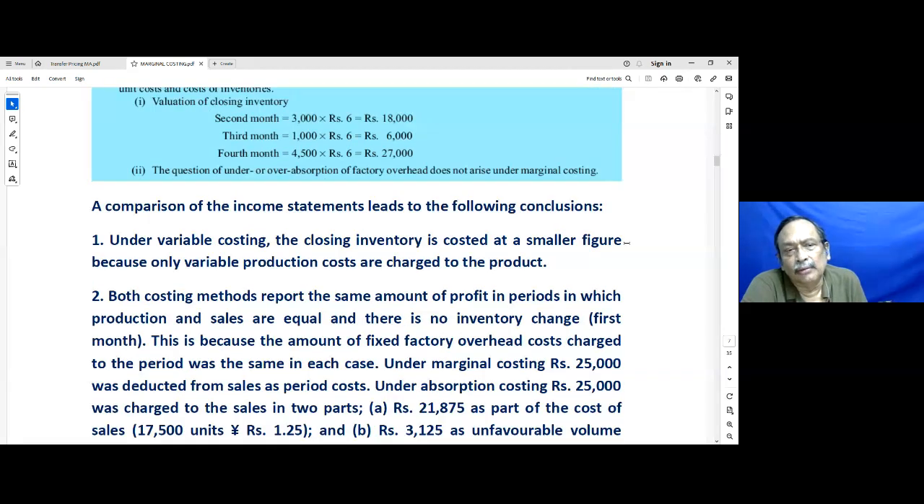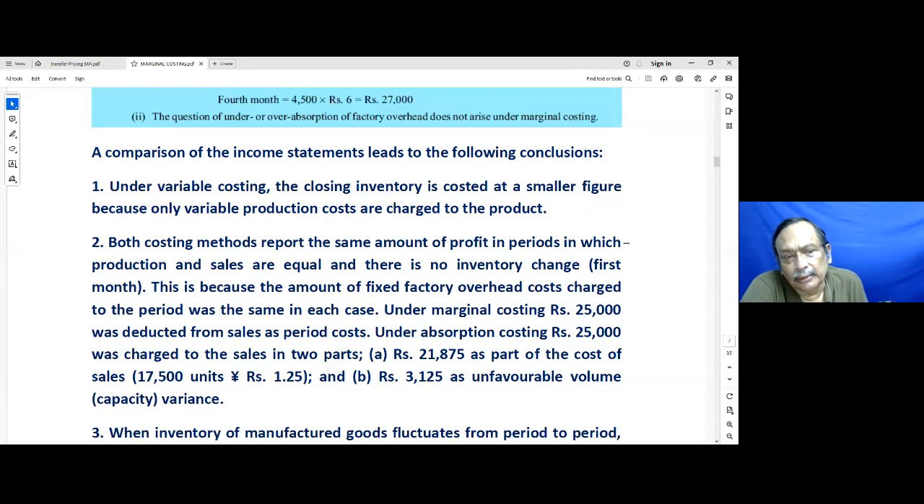Now, a comparison of the income statement leads to the following conclusion. Under variable costing, the closing inventory is costed at a small figure because only variable production costs are charged to the product. Both costing methods report the same amount of profits in periods in which production and sales are equal and there is no inventory change, the first month. This is because the amount of fixed factory overhead cost charged to the period was the same in each case.